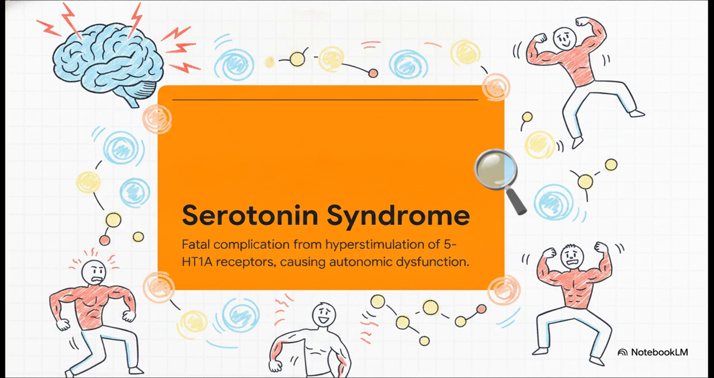But we have to be careful. When using these serotonergic agents, you absolutely must be vigilant for serotonin syndrome. This is a dangerous, potentially fatal complication caused by the hyperstimulation of brainstem 5-HT1A receptors. Patients can present with sudden severe agitation, myoclonus, hyperreflexia, and heavy diaphoresis, or sweating. It's a prime example of why precision dosing matters.